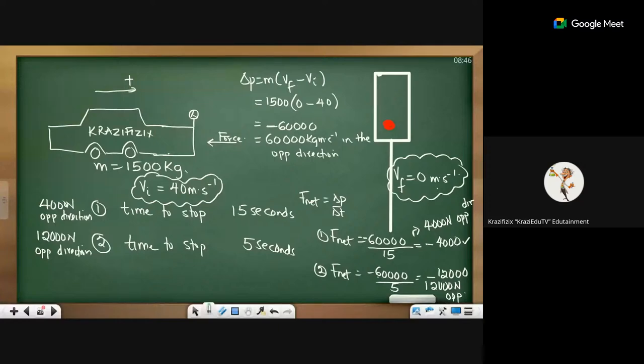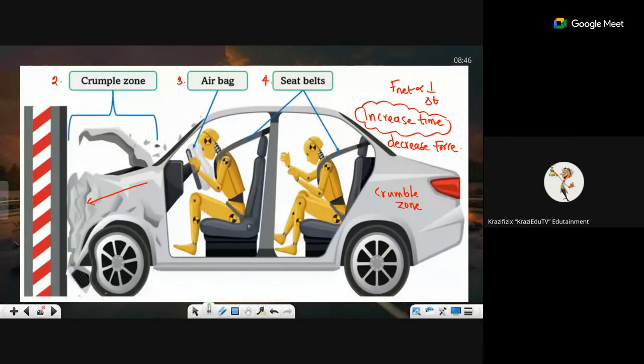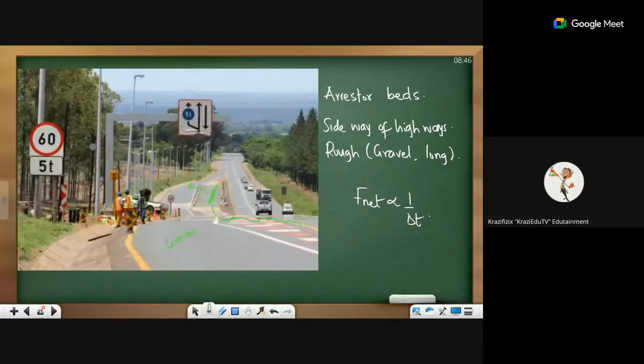We are only using this calculation to show that anything that increases time will decrease force. And what are the things that will increase time? Real life applications. Your crumple zone will increase time of contact. The airbags, this pillow is very soft. It increases time. Your seat belt holds you, increases time. Arrestor beds on the road increase time. Anything that increases time will decrease force for the same change in momentum.